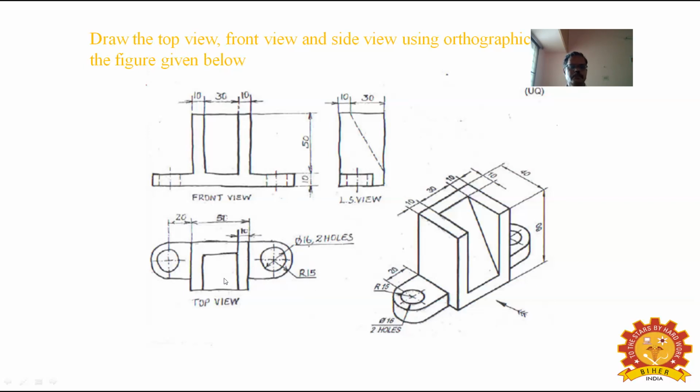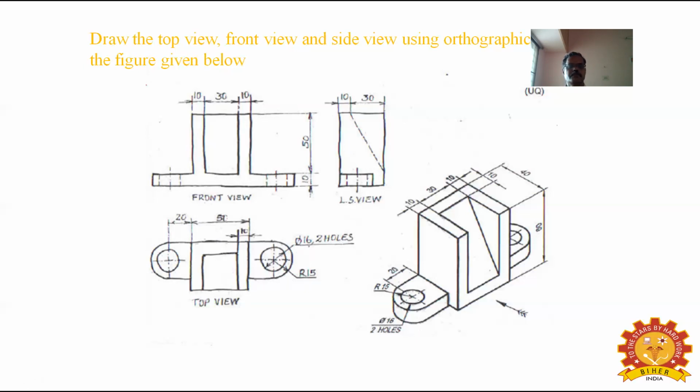R15 typical means it is identical on both sides. On the left-hand side it is R15, and on the right-hand side it is also R15. Sometimes you can write R15 TYP, typical. Then mark the 10 mm dimension, 50 mm dimension, 10, 30, 10. Every dimension you have to mark. And finally you have to write top view, front view, and side view.